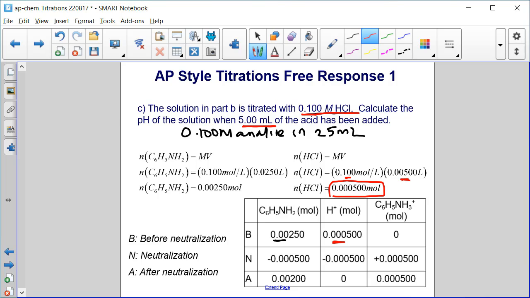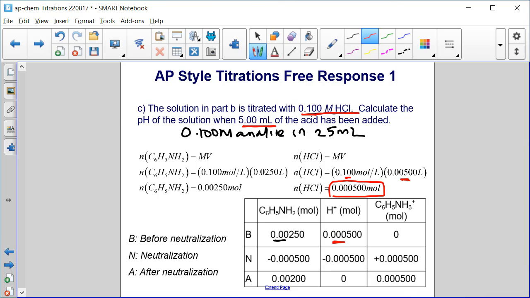Now, all of the hydrogen ion is neutralized. So all of the strong acid is neutralized. We're left with none of it. After some of the aniline is consumed during the neutralization, we're left with 0.002 moles of aniline, and now we've produced some of that conjugate acid product, 0.0005 moles.